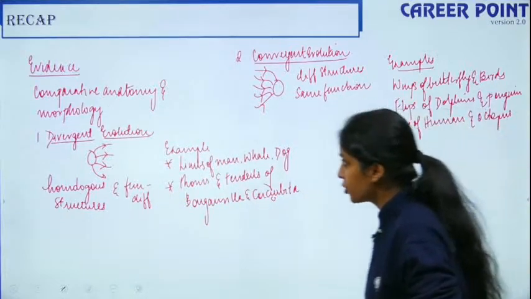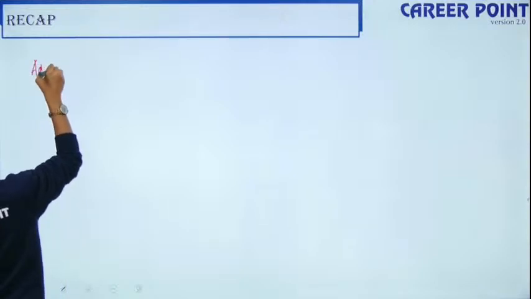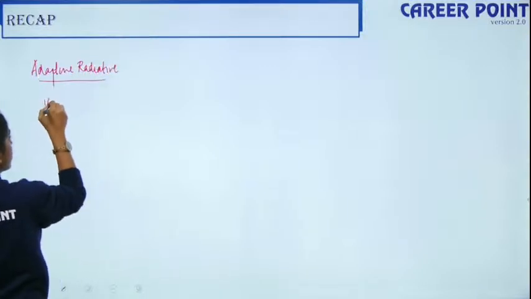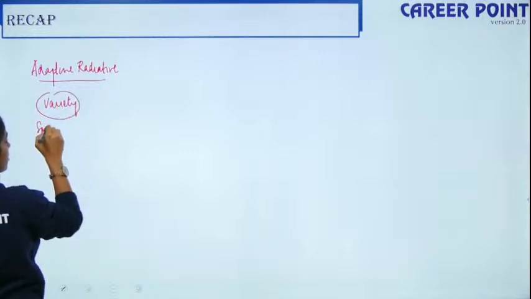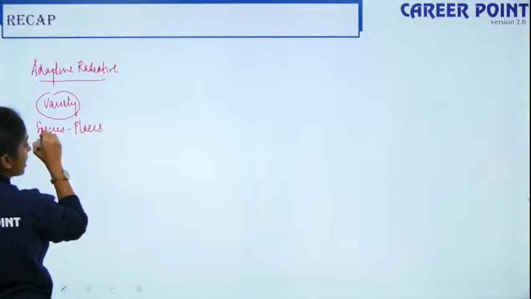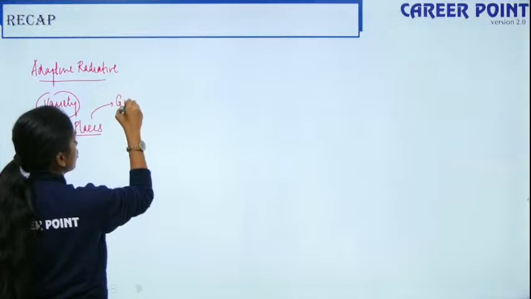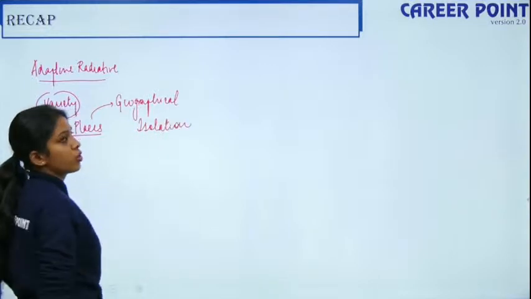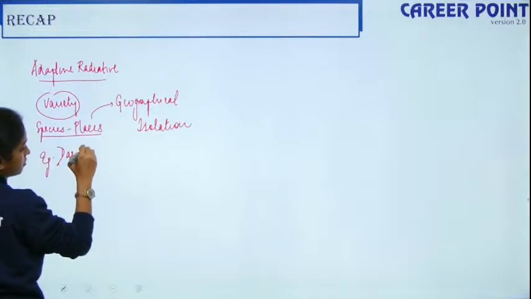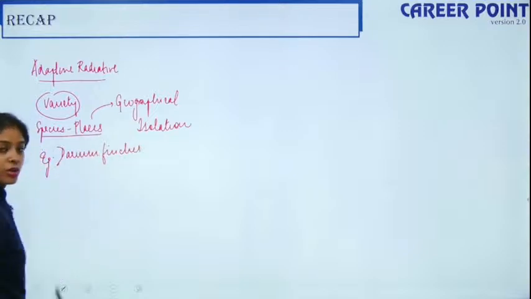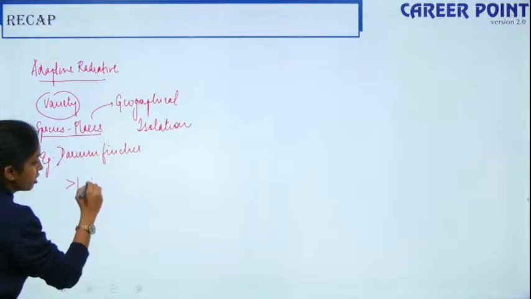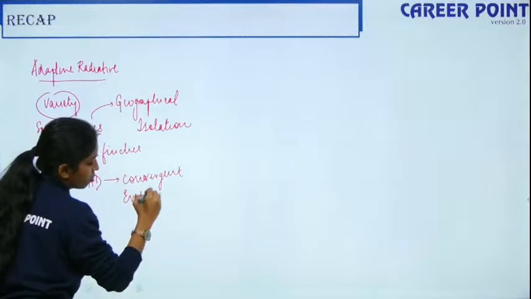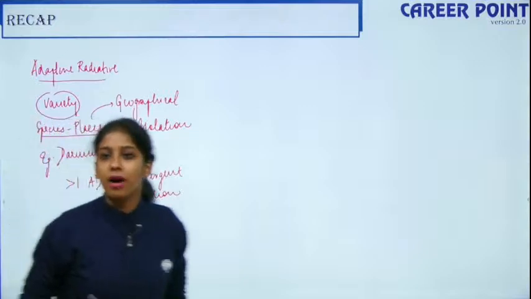So this is the first part of the explanation. Then we went on to talk about what is adaptive radiation. In adaptive radiation, you have a particular species which belongs to a particular place, and it has a lot of variety in that place itself, and then it spreads to different geographical locations. So this is your adaptive radiation. An example will be Darwin's finches. When you have more than one adaptive radiation, that is known as convergent evolution. This includes your Australian marsupials and your placental mammals. So these two come under convergent evolution.